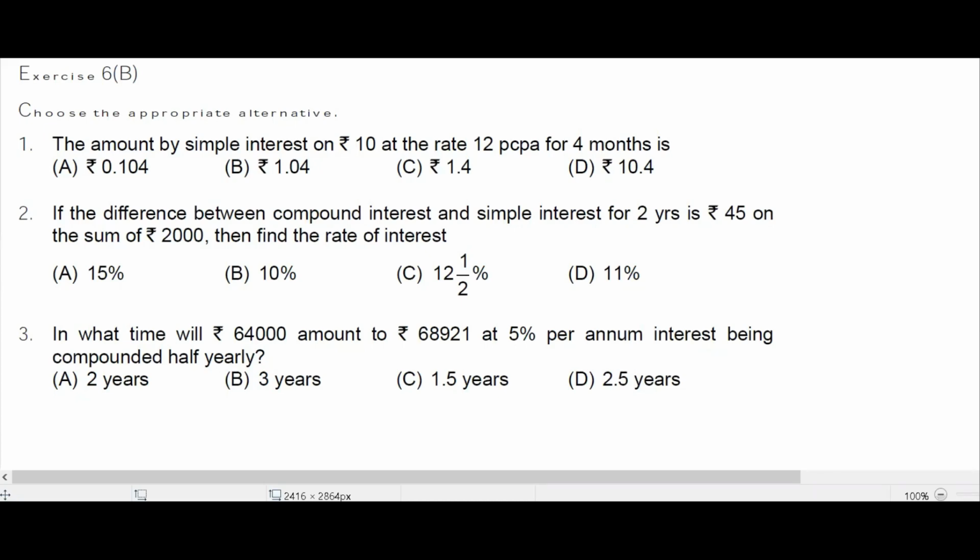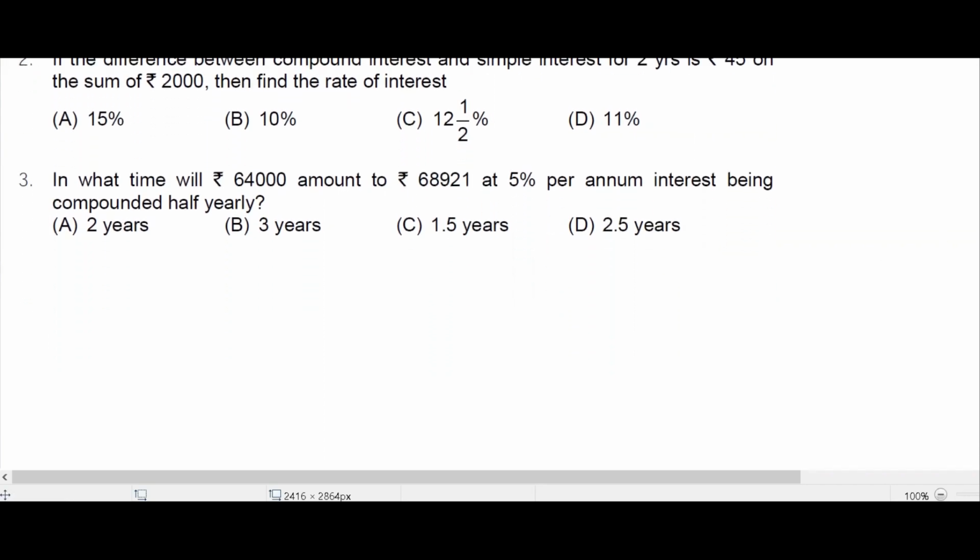Fine. So exercise 6B, first and second you have taken as homework, and we're going to start with the third one. In what time will rupees 64,000 amount to 68,921 at 5% per annum interest being compounded half yearly? At what time will this amount?